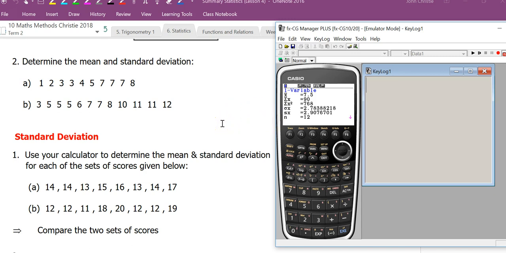So standard deviation is a measure of spread. It actually gives us some information about how much data lies close to or away from the actual mean.